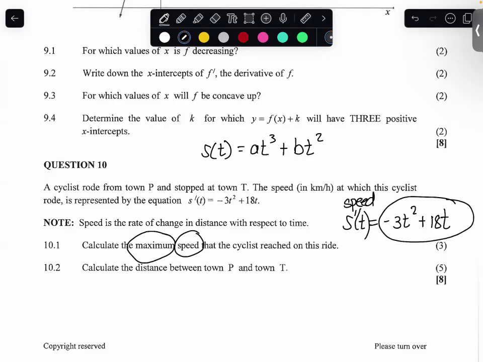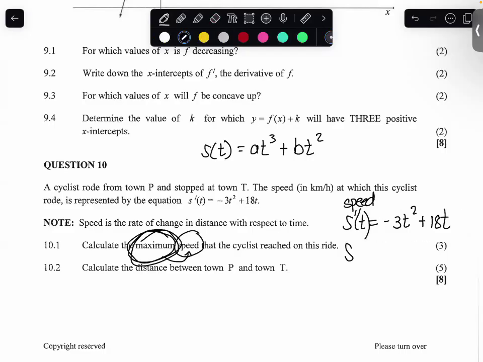Right, this is the formula for speed. Now, if they're saying maximum, it means find the derivative of whatever formula speed has. So find the derivative of the formula for speed, because they're asking you for maximum speed. And whenever you see the word maximum, you have to find the derivative and make it equal to 0. But find the derivative of what? The speed's equation, which means I have to find the derivative of this equation.